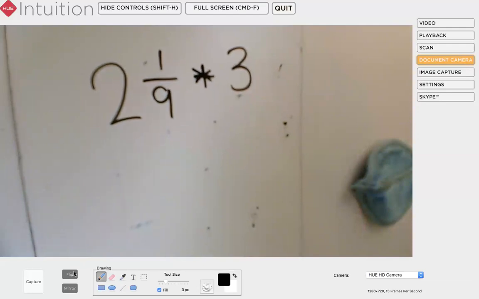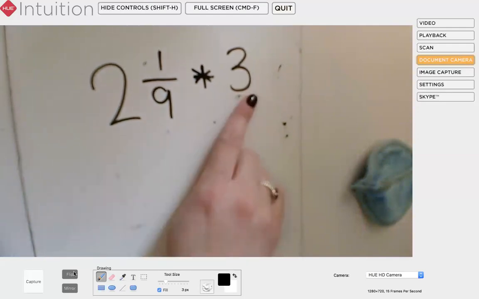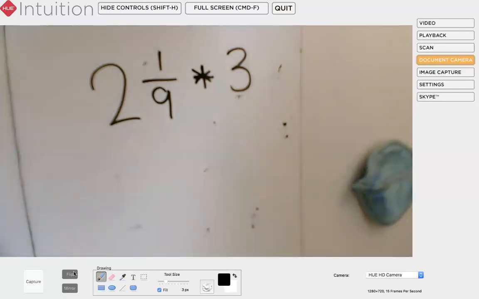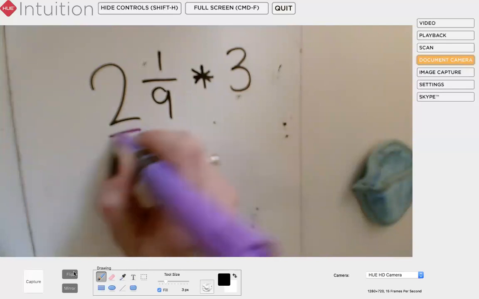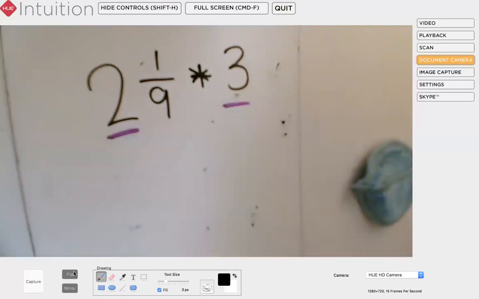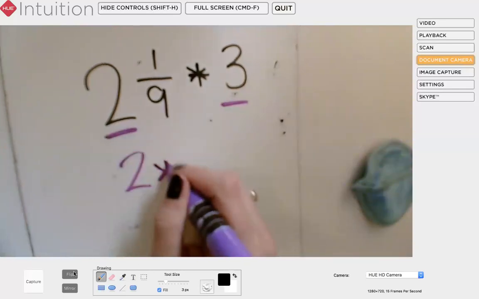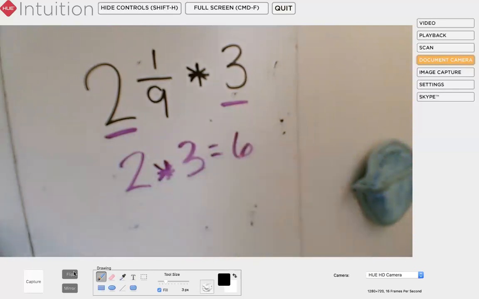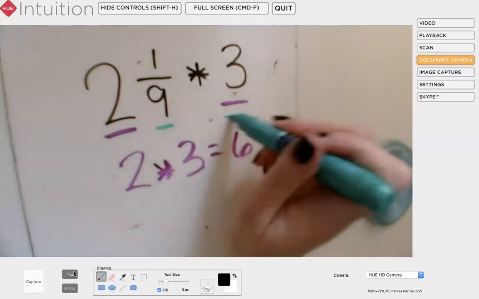Okay. Now remember, when I see the mixed number and the whole number, I want to think about splitting these two up into two separate multiplication problems. So first I'm going to multiply the two whole numbers. So I'm going to have 2 times 3, which I know is 6. Then I'm going to take the fraction and multiply it by the whole number.